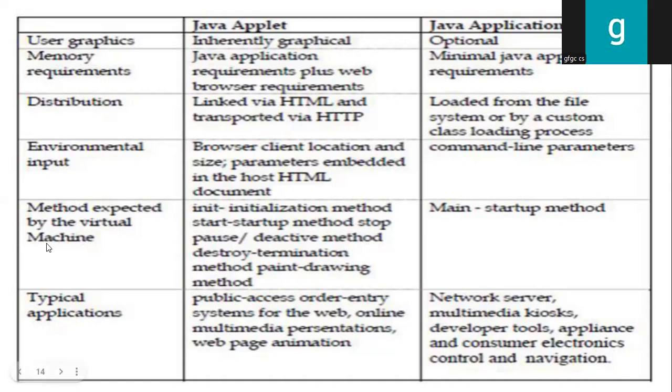Next, the methods expected by the virtual machine. The init method we need, start and stop methods we need. Here the main method is the only method for that particular application. For an applet we need five different kinds of methods. For a typical application, public access order entry. For creating static web pages, we need the applet. For connecting to a network server or multimedia kiosk, we need this particular Java application.